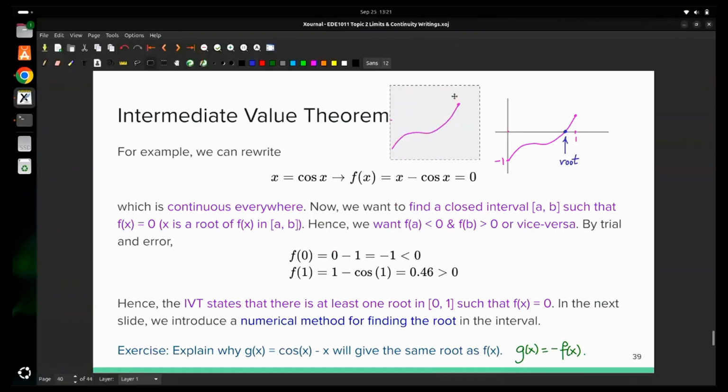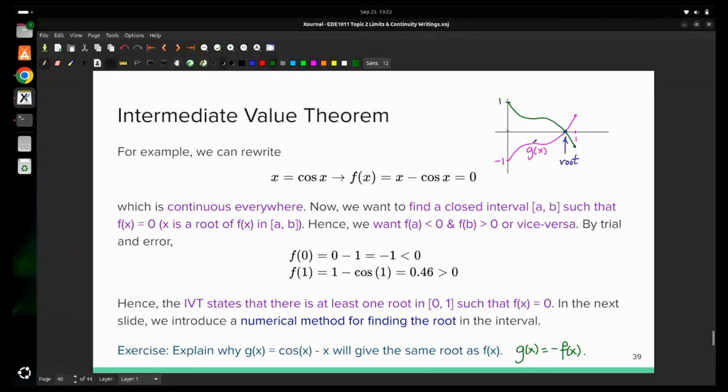So this function becomes like that, and you'll be able to get the same root, because you only flip it, you never shift it or do anything else to it. So when you flip vertically, you're just having this symmetry about the x-axis.